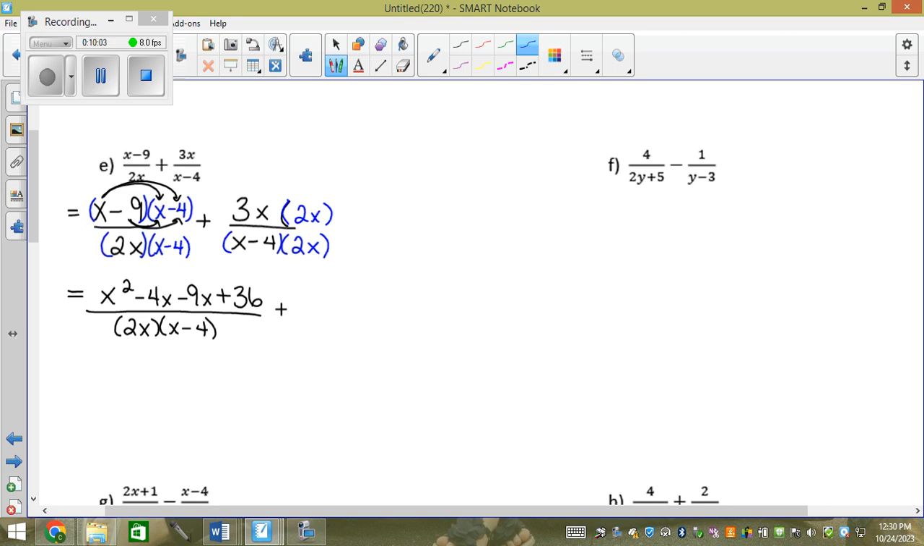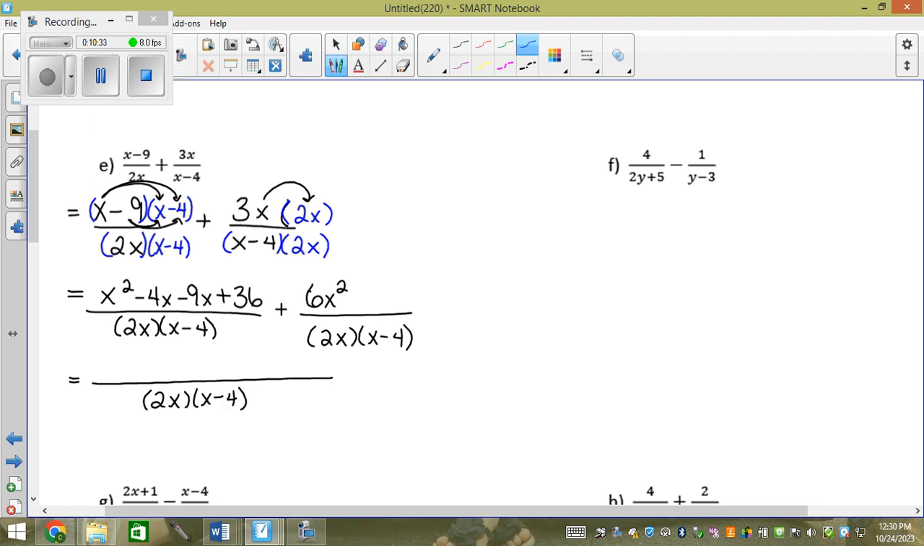Plus. Then we have 3x times 2x is 6x squared. Remember when you multiply, you actually add exponents of the x's, so that's how you get an x squared. You're not putting together like terms like before. All over 2x times x minus 4. Now they have a common denominator, so I can write them all over it. 2x, x minus 4. And then I get x squared minus 4x minus 9x plus 36 plus 6x squared. I can write them all over one denominator because I have a common denominator, correct?